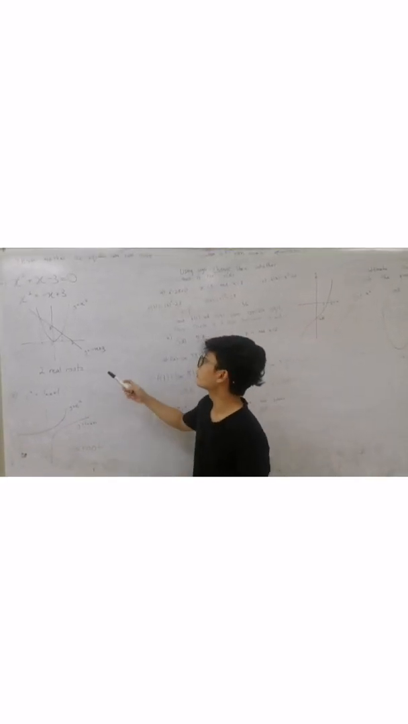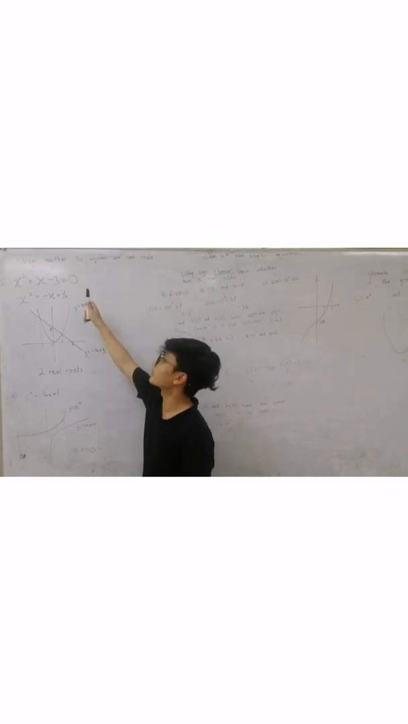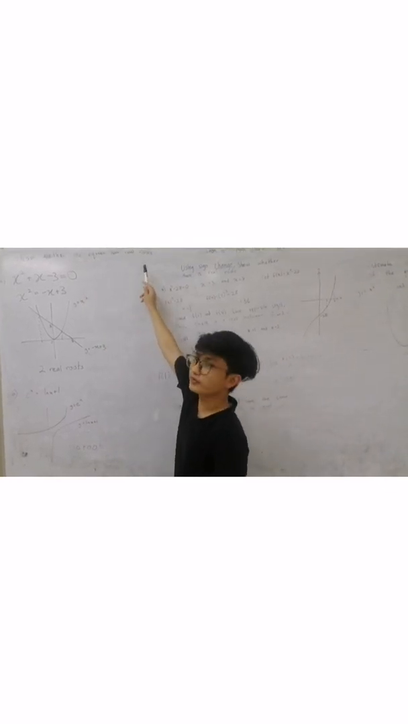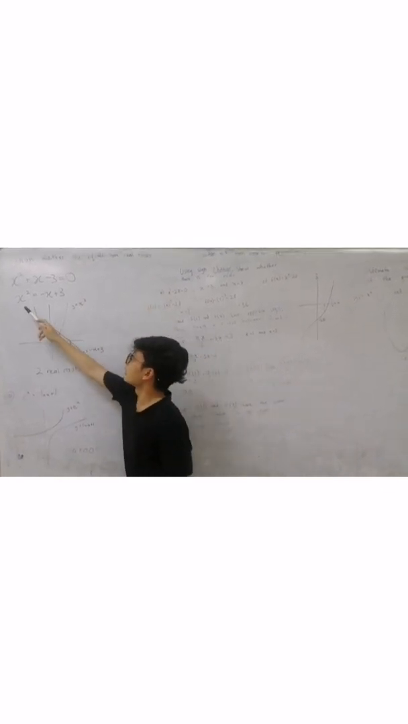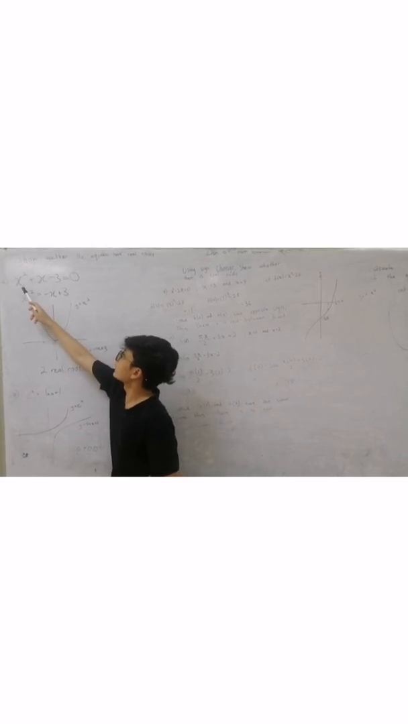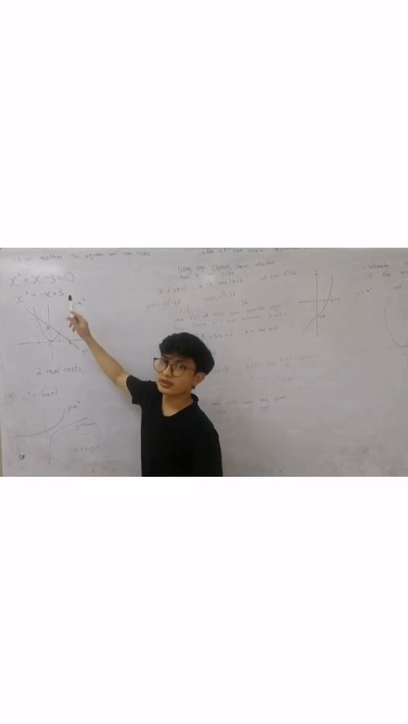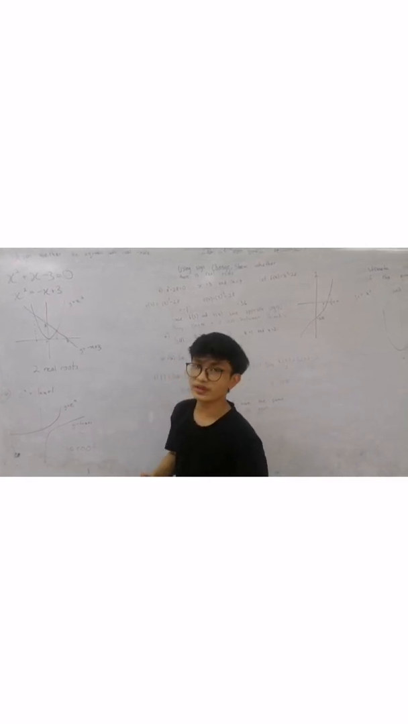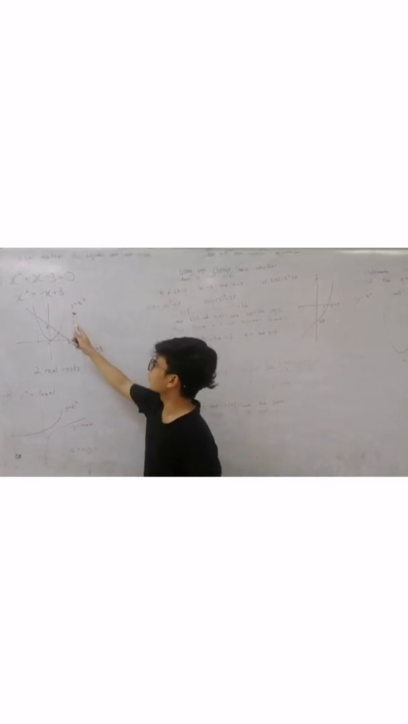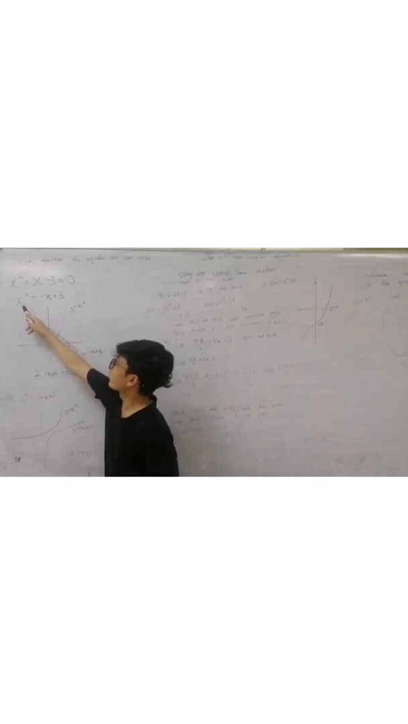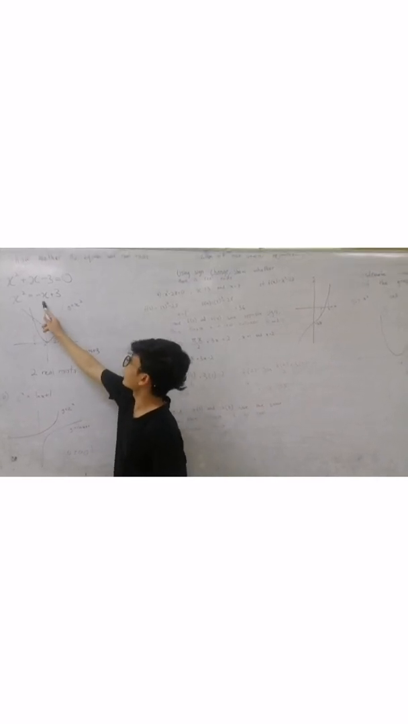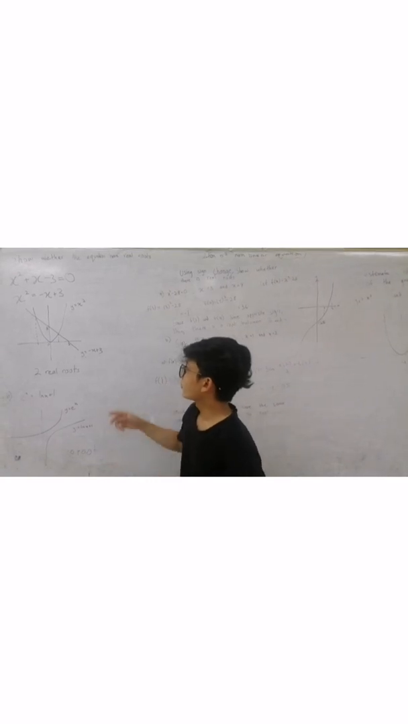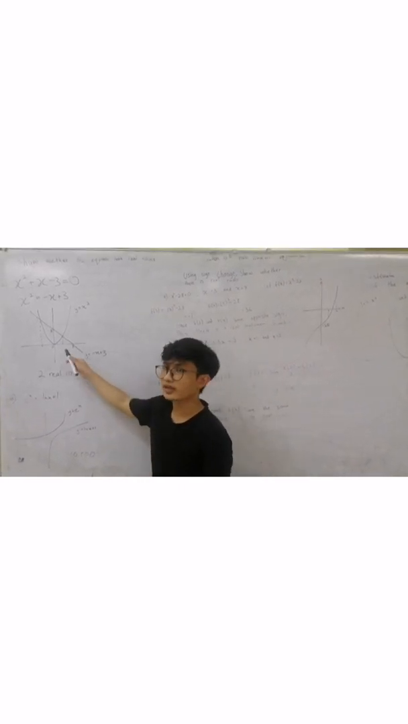Okay, first we're going to look at the equation and show whether the equation has real roots. So let's say the equation is x squared plus x minus 3 equals 0. So we break down the equation to obtain one quadratic equation and one linear equation, and we draw the graph, and the graph will be like this.